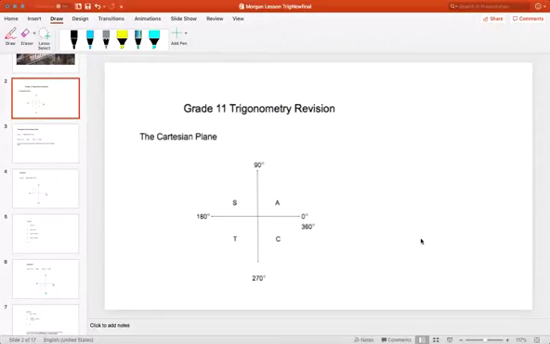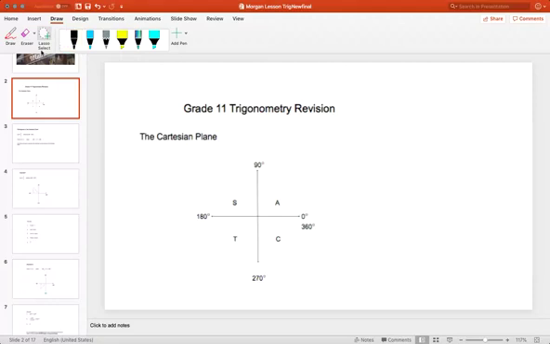Hi guys, welcome to our revision lesson for grade 12 trigonometry. Basically what we're going to be doing is revising your grade 11 trig, which you desperately need for grade 12, and we're just going to remind you how the Cartesian plane works.